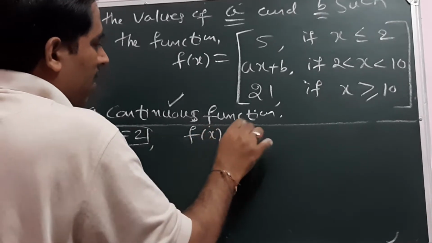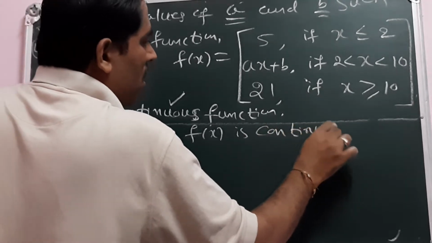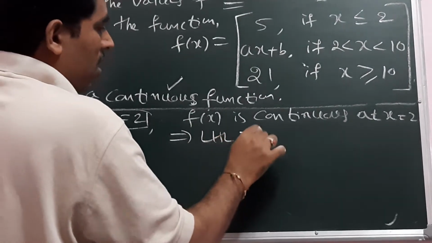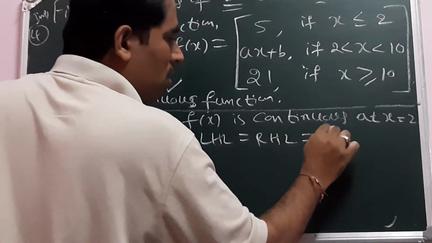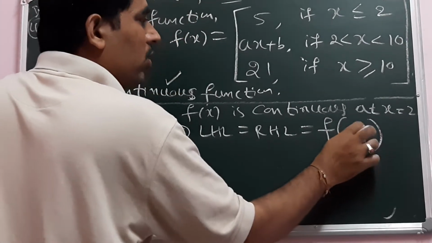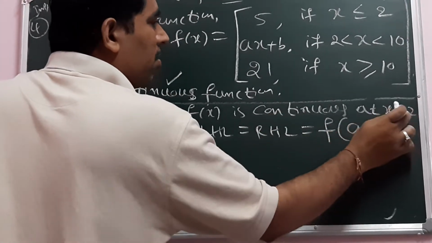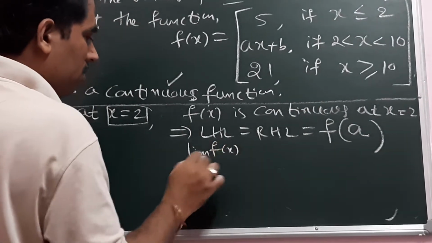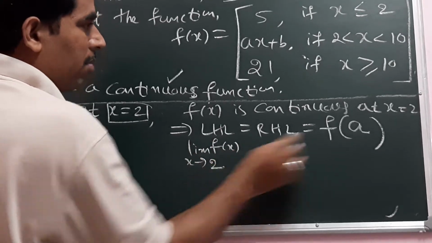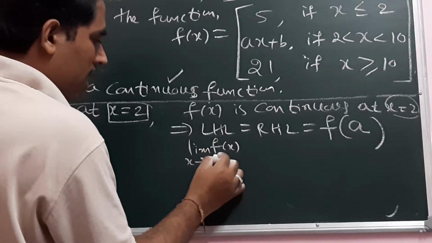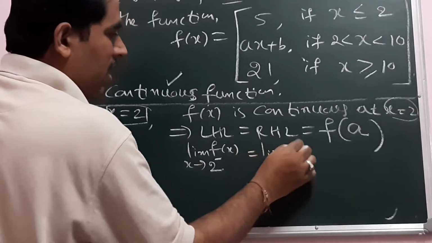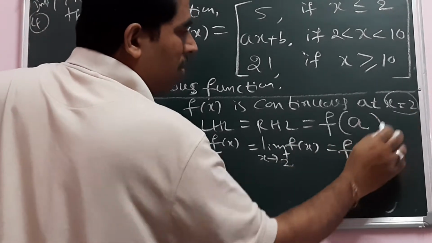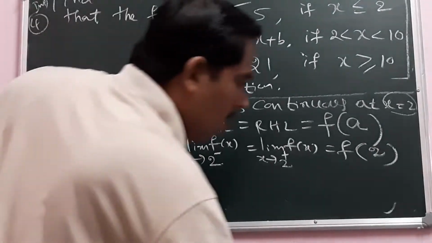f of x is continuous at x is equal to 2. So continuous means what? Left hand limit is equal to right hand limit is equal to the value of the function at the given point, f of a. So the point we can take as 2. Left hand limit means limit of the function as x tends to 2 minus. Then right hand limit means limit of the function as x tends to 2 plus is equal to f of 2.